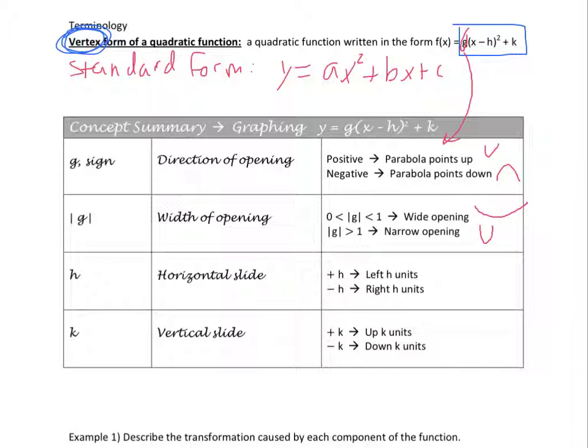A horizontal slide is also called a translation. And inside the parentheses, it does the opposite of what you think. If it's a positive value, in other words you're adding a value, it goes left that many units. If it's a negative value, it goes to the right that many units. Counterintuitive, I know, but that's how it does work.